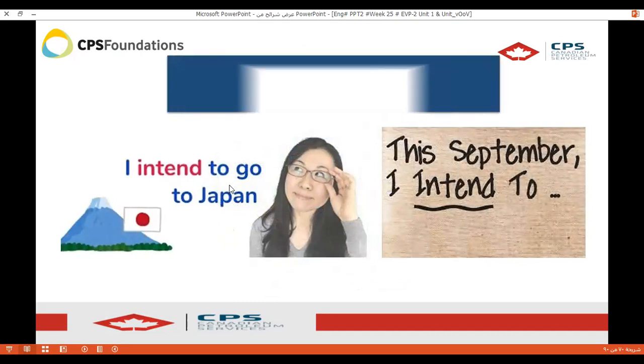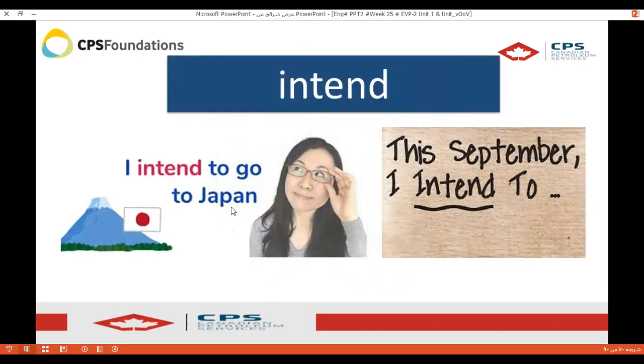Intend. To intend is to plan for something. I intended to go to Japan. It means that I wanted to go to Japan. I plan to go to Japan. Remember that after intend we have to, and after to we have the infinitive.